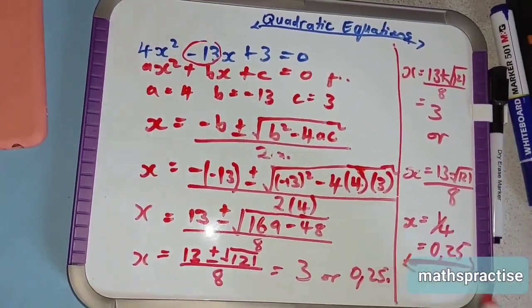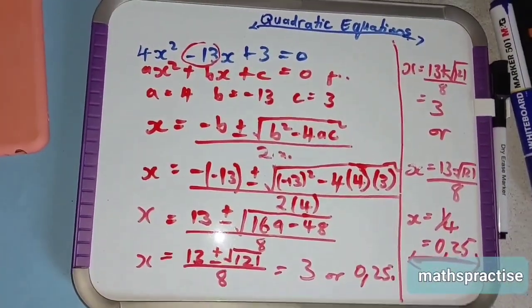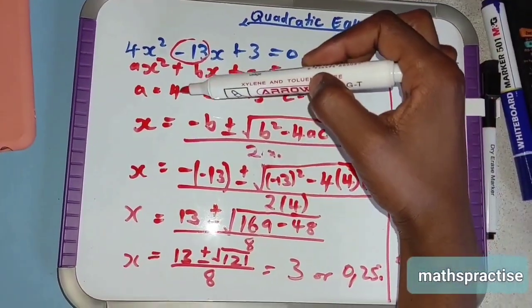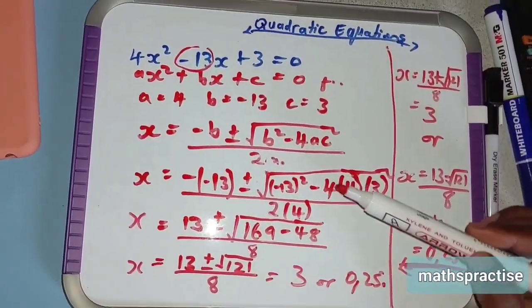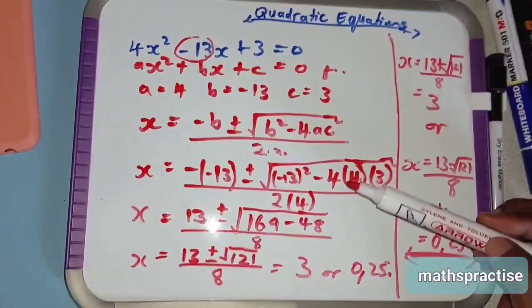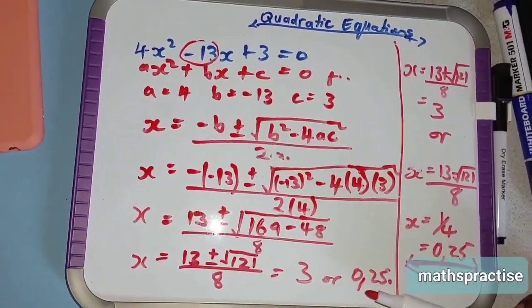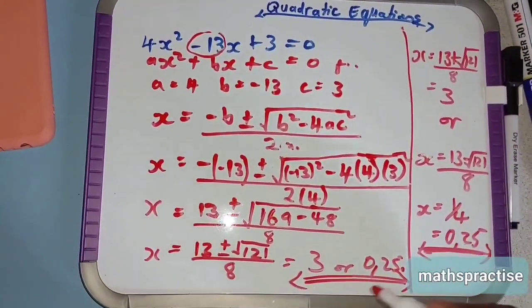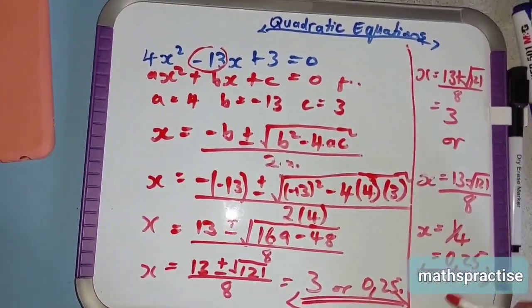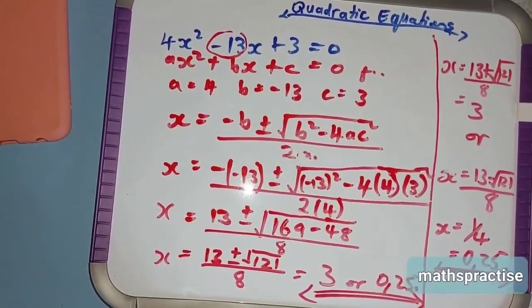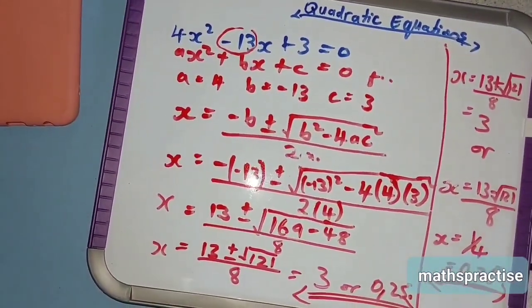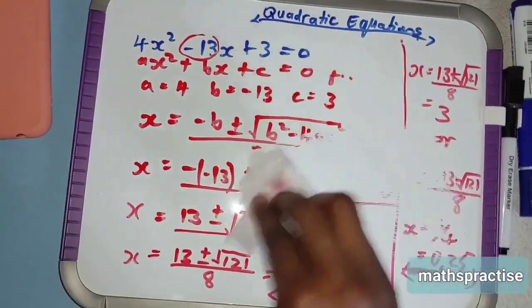Okay. So this was the first example. You simply had to substitute the values of a, b, and c into the equation. Then you just work out your maths until you get to the final answer, and you have to come out with two values of x, either or. Okay. So let's look at another example in quadratic.